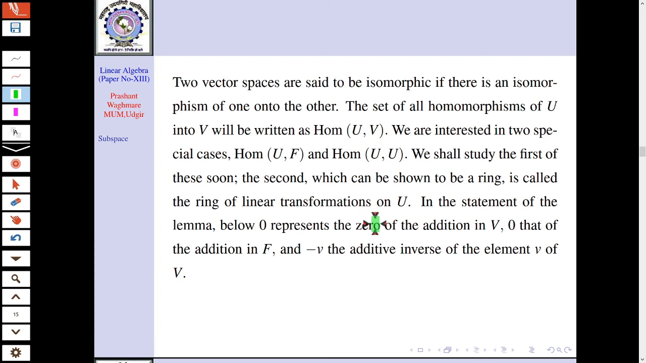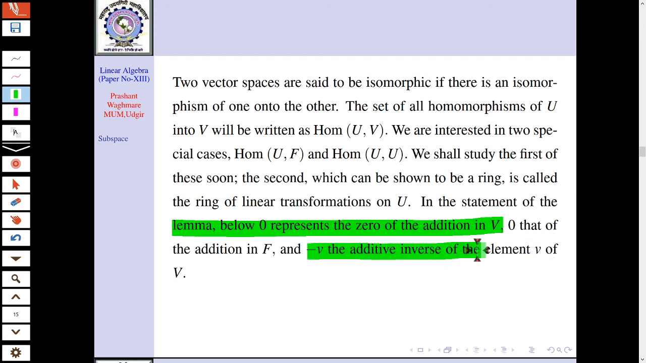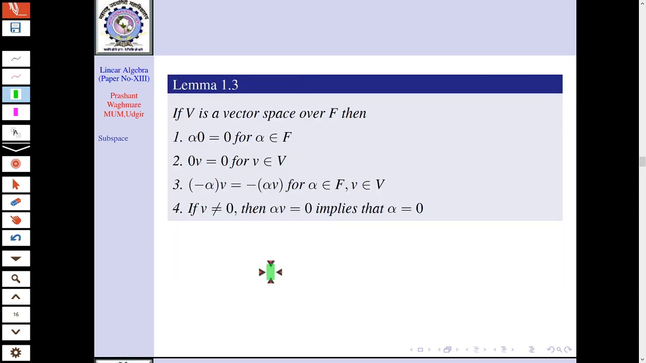Now in the statement of the lemma below, 0 represents the 0 element in V. Before going to see the next lemma, here they are giving some information about it. So in the statement of the lemma below, 0 represents the 0 element, the identity of the addition in V, and minus v is an additive inverse of the element v of V.